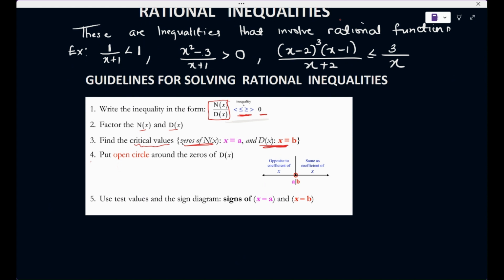Number 4 is very important. We have to put an open circle around the zeros of the denominator, because they come from the denominator. We need to open it. Then we will use our table to do the sign test. So let's take a few examples, and we'll illustrate how to use these guidelines.